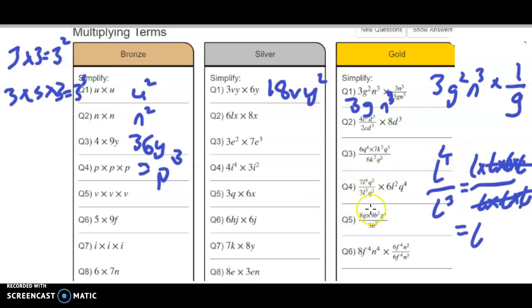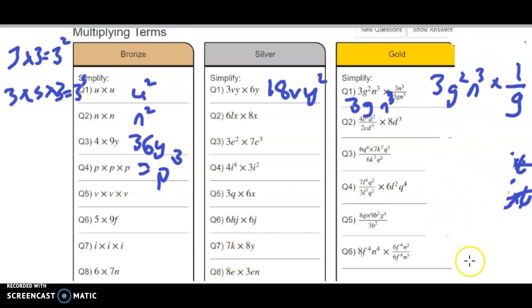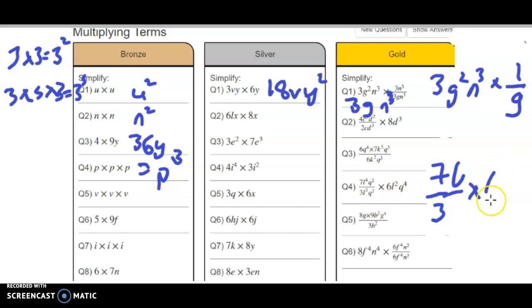Okay, so that 7LQ squared divided by 3L cubed Q squared would actually all simplify down to, well, 7 over 3. The L to the power 4 divided by L to the power 3 is L by itself. Q squared divided by Q squared is 1, sorry. Times 6L squared Q to the power 4. 7 times 6 is 42. 42 divided by 3 is 14. L times L to the power 2 is L to the power 3, Q to the power 4. That would be your answer.